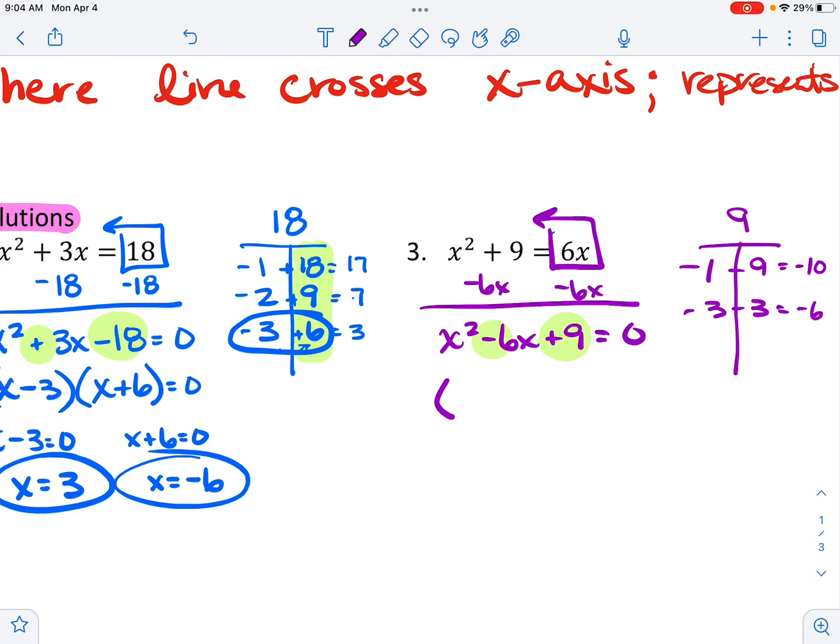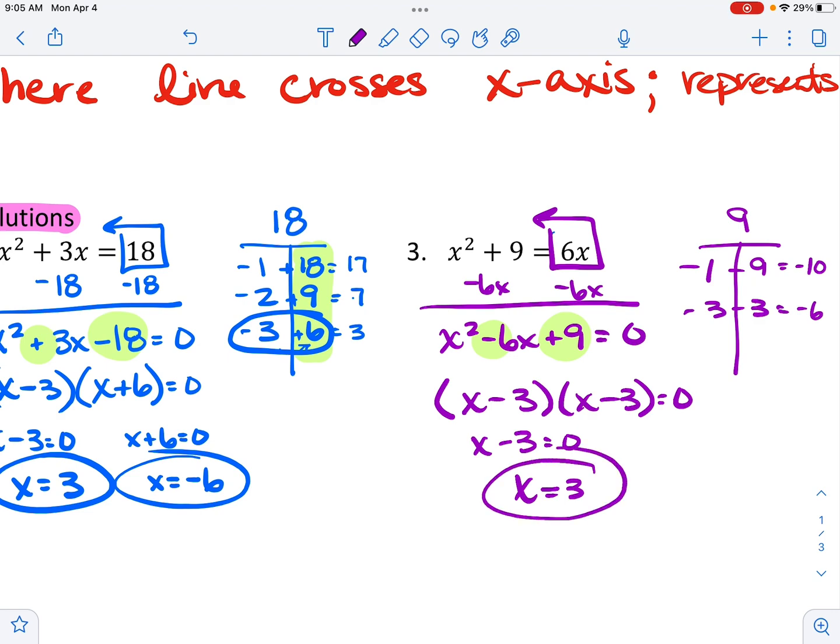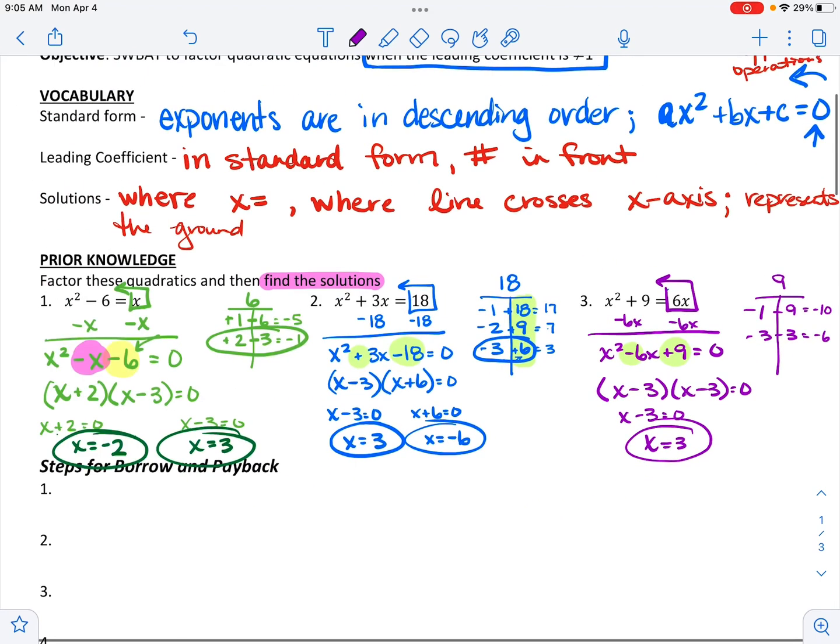So we have x minus 3 and x minus 3. We break them up and we find our solutions. Oh wait, it's the same thing. Yes, it is. So guess what? We only have one solution to this one, and it crosses at 3. So this is what we did previously.